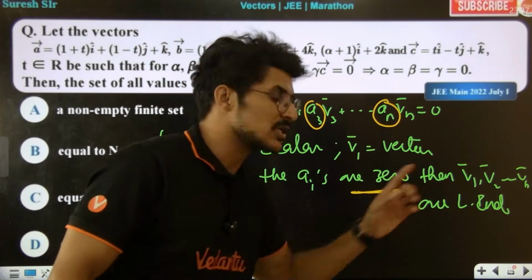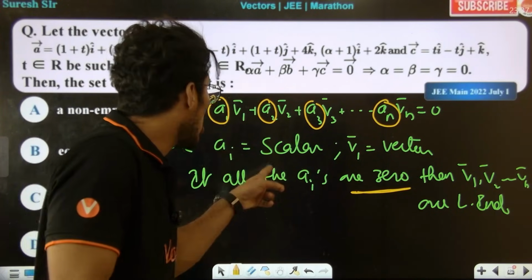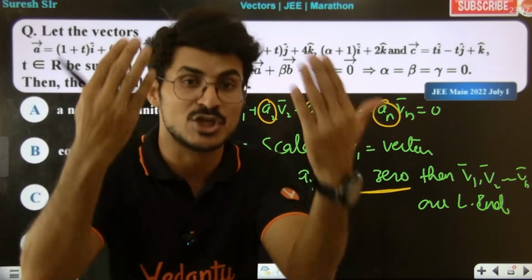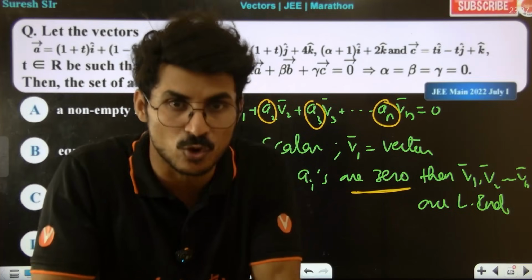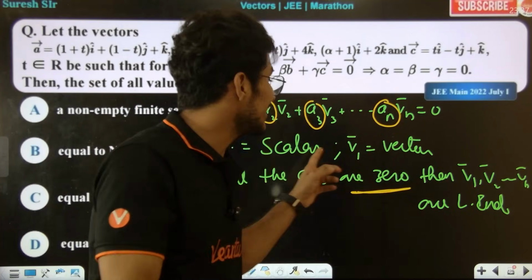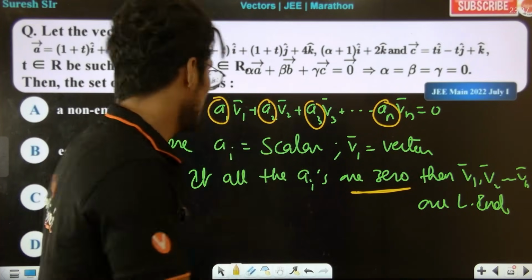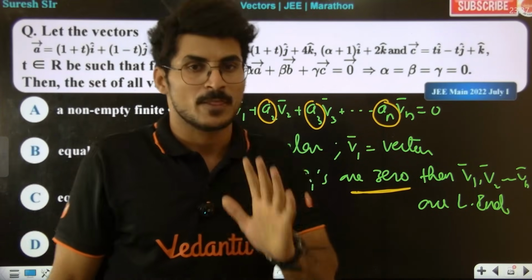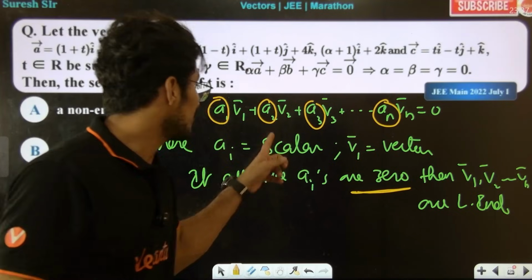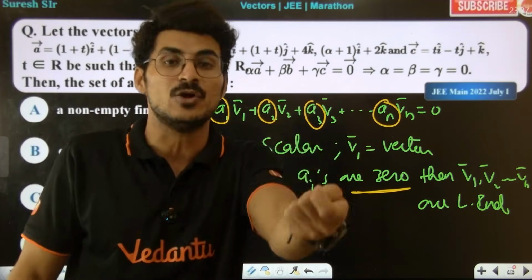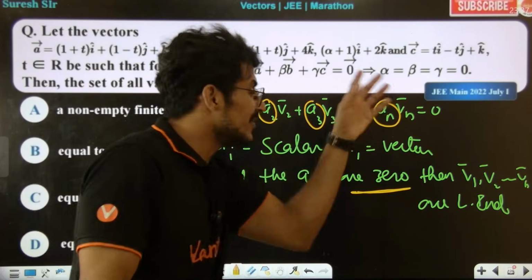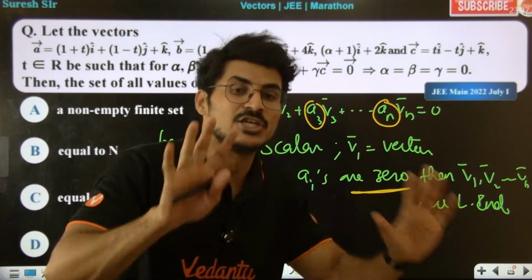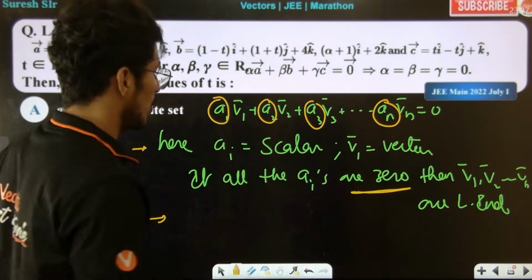When all the vectors are linearly independent, all the scalars given in the question should be 0. If all of them are 0, then all the vectors we have here will be linearly independent. If any one of them is non-zero, that will be linearly dependent. If any one of a1 to an has a non-zero value, then the given vectors are linearly dependent. If all the scalars are 0, it means linearly independent. Simple concept. Now we'll see the question.